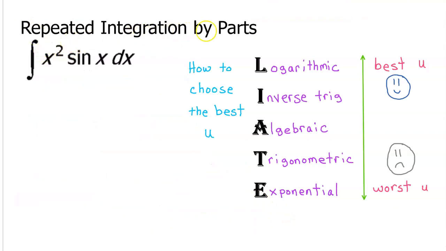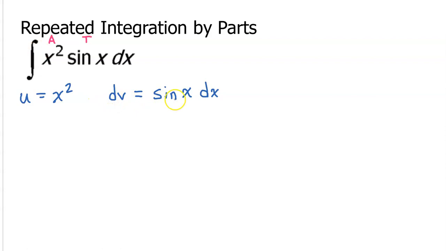Sometimes you have to do the integration by parts more than once. On this example, I'll show you how to handle that. But first we need to pick the best u. The first factor is algebraic, while the second factor is trigonometric. Algebraic is better than trigonometric, so let's let u equal x squared. That means dv is sine x dx. Taking the derivative of both sides gives us du is equal to 2x dx. Integrating both sides gives us v equals negative cosine x.